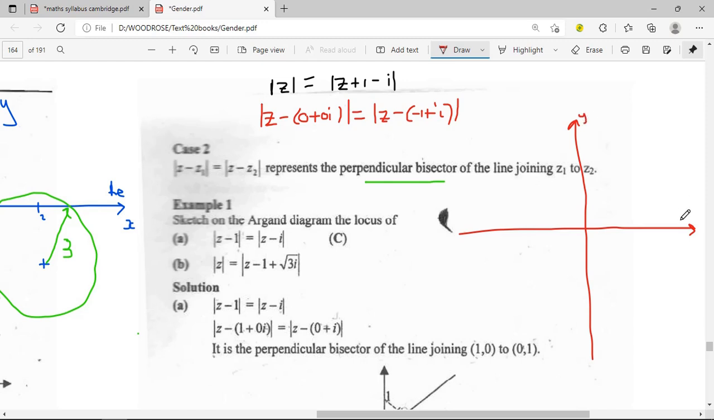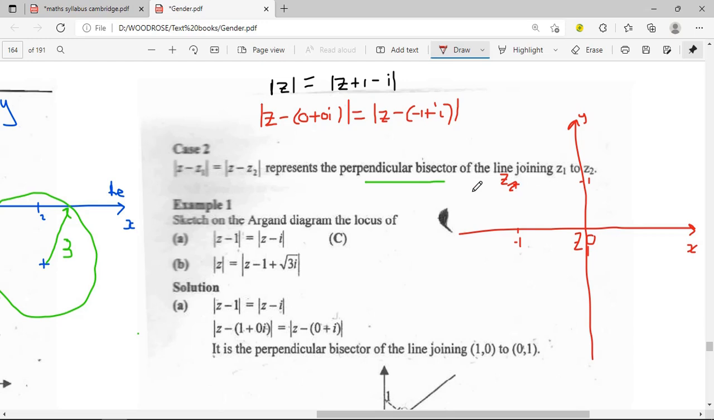So here it's my y and here it's my x, my origin here. So z1 is on the origin. Then z2 is minus 1 and i. Here I have minus 1, suppose here it's minus 1 for x, then i for y. So where the 2 points are meeting is where I'm having my z2.